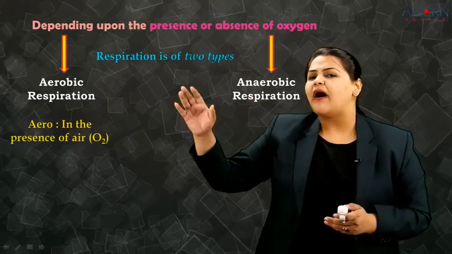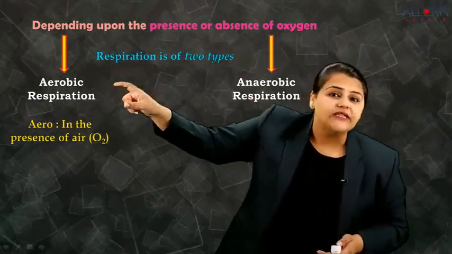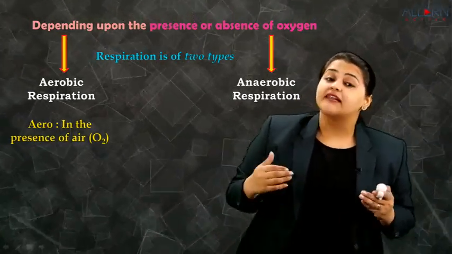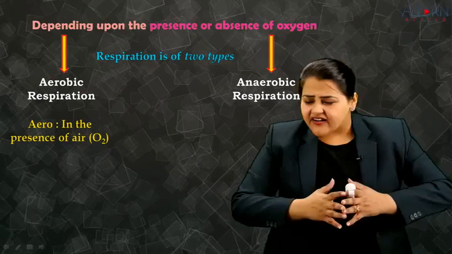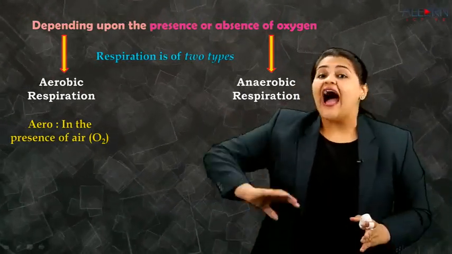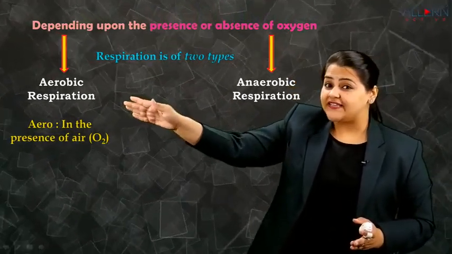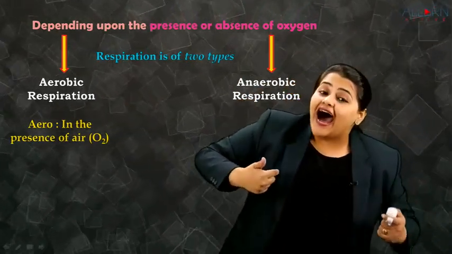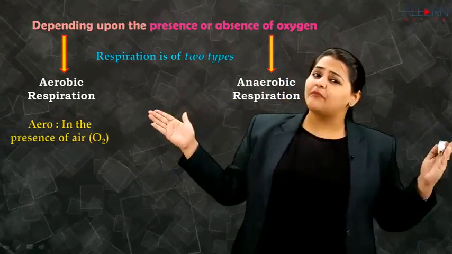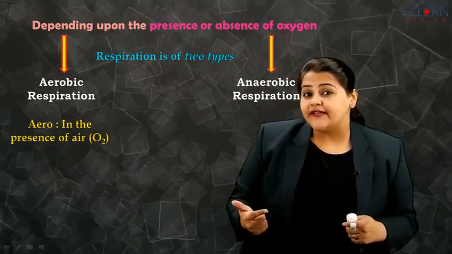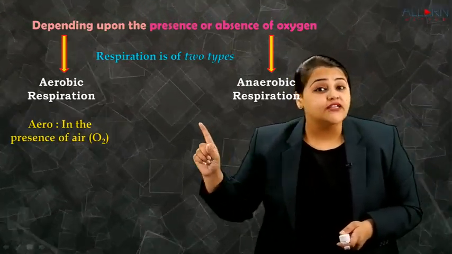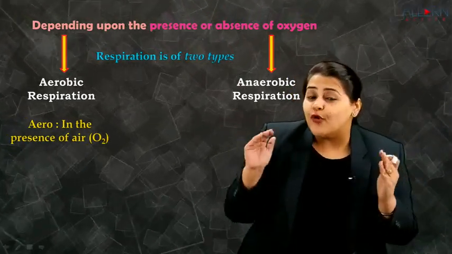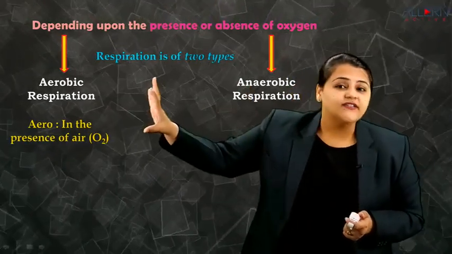Now, when you talk about aerobic respiration, the aero itself means presence of oxygen. That is a respiration which has great amounts of oxygen present. And when great amounts of oxygen is present, then the glucose molecule will be completely broken down and it is going to produce maximum amounts of energy. So it is maximum oxygen, more of glucose, broken down into more of energy. Well, that is what aerobic respiration is.